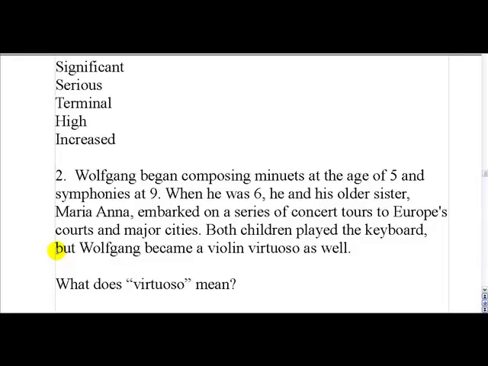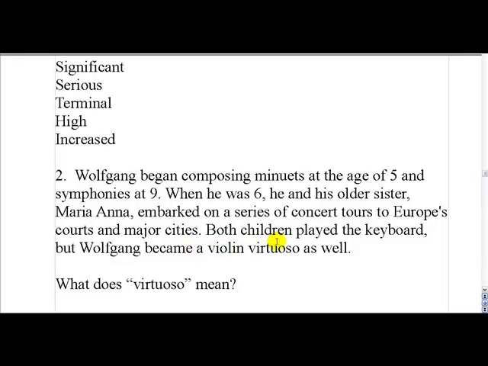Wolfgang began composing minuets at the age of 5 and symphonies at 9. When he was 6, he and his older sister, Maria Anna, embarked on a series of concert tours to Europe's courts and major cities. Both children played the keyboard, but Wolfgang became a violin virtuoso as well. So the question is, what does virtuoso mean? Now I think virtuoso, obviously, if you're playing in concerts, you have to be pretty good.